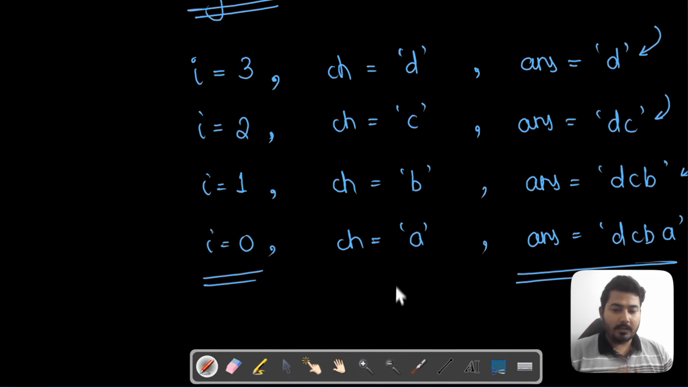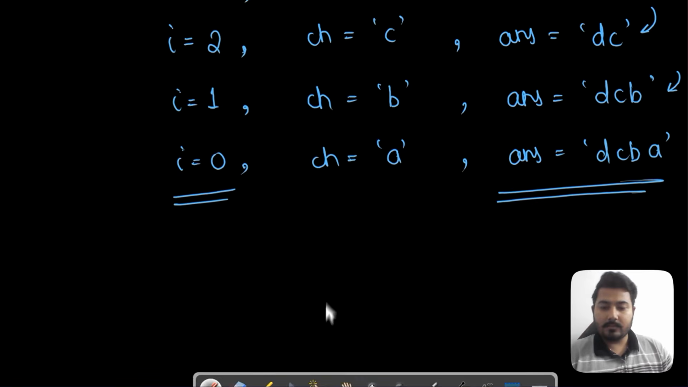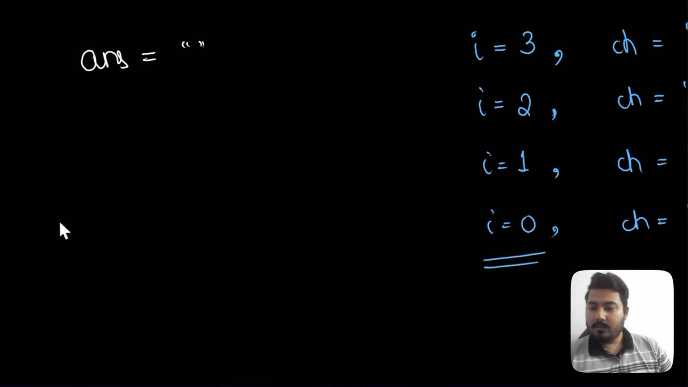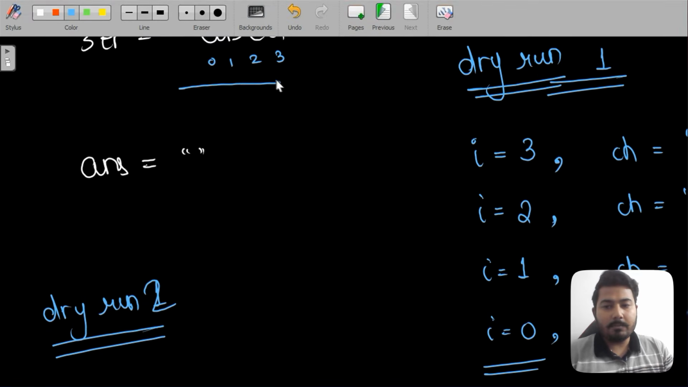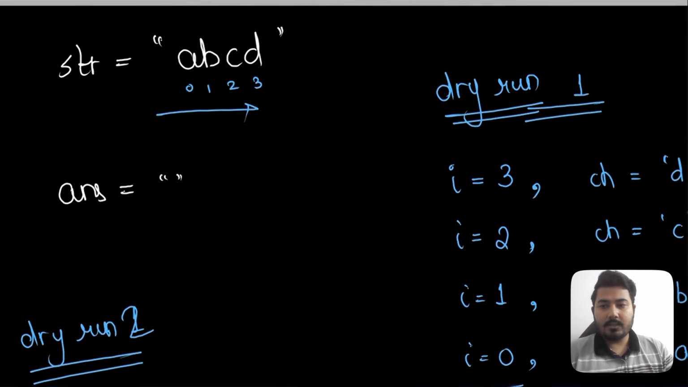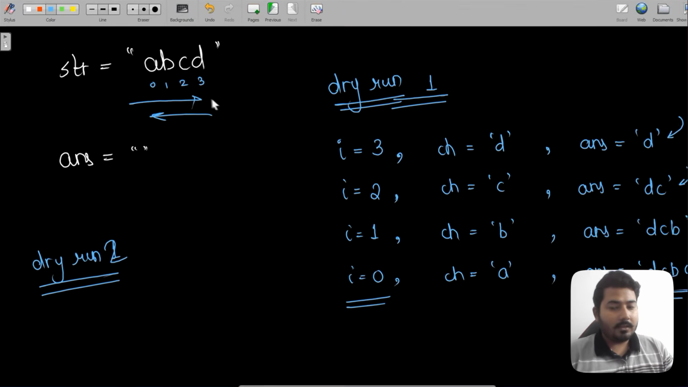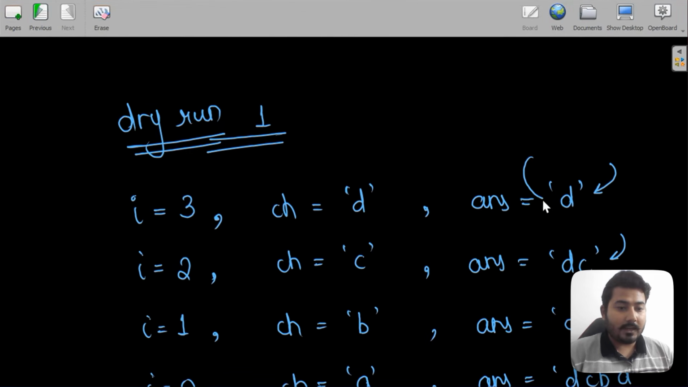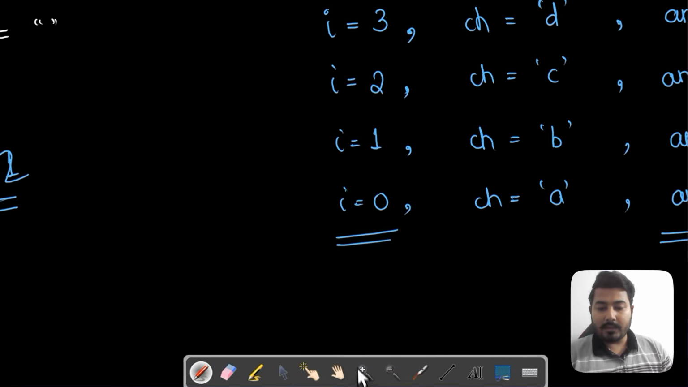Either this is possible, or another way would be to traverse from the beginning itself. Instead of traversing from the last, you can traverse from the beginning. But instead of placing characters at the end of the string, you can place them at the beginning. That is another way. What do I mean by that?